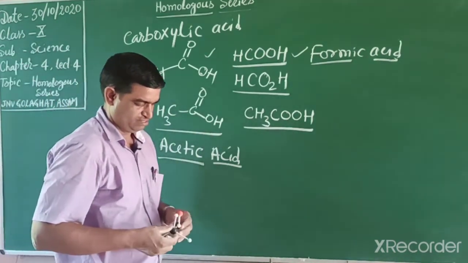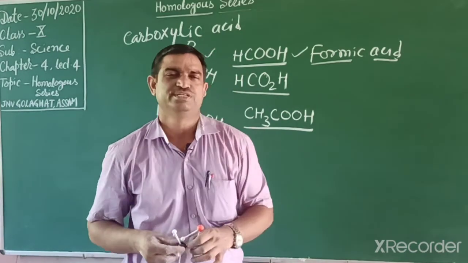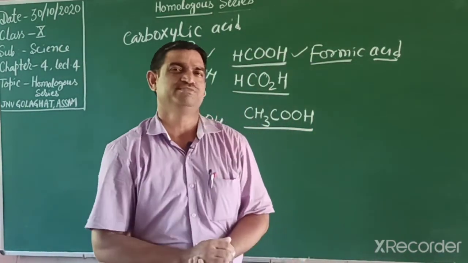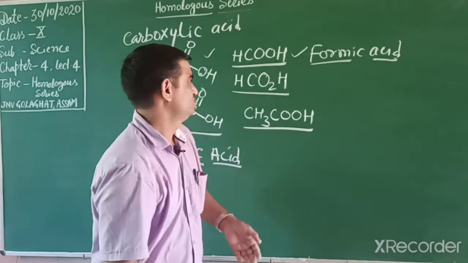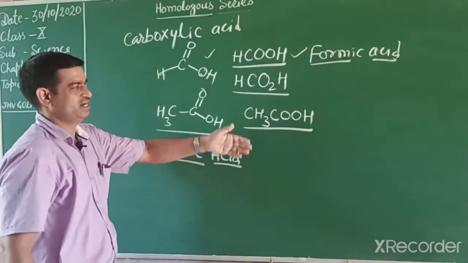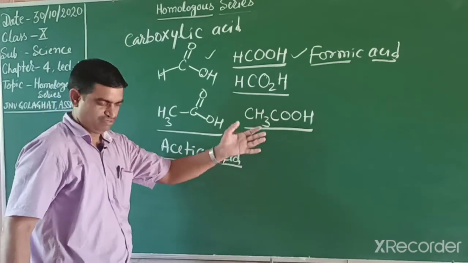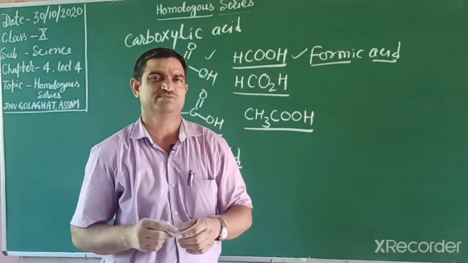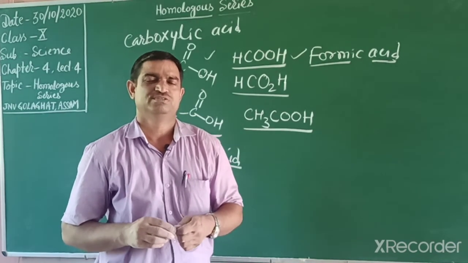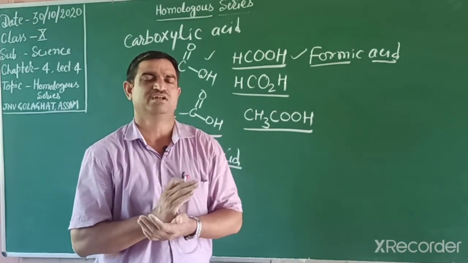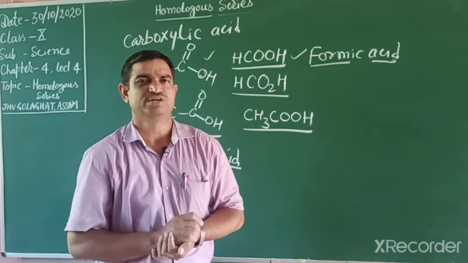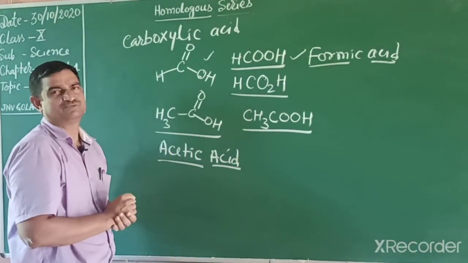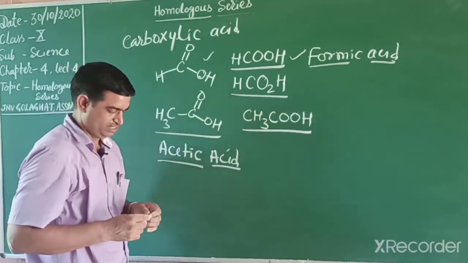So students, you study in your book, you have to find any first member, next member. So this one is first, then next you write one more CH2. Preceding and succeeding member differ only by CH2, mass number differs by 14u, they can be represented by a general chemical formula and have the same functional group. So they have a characteristic property, known as homologous series.